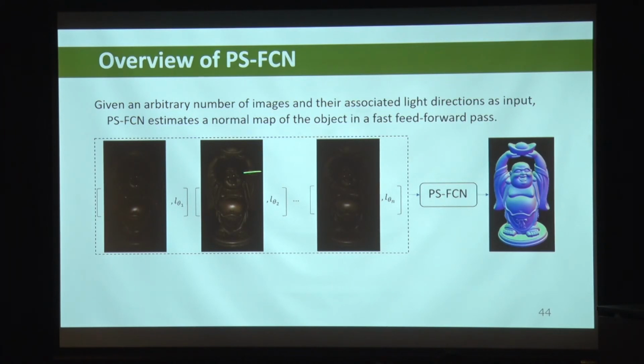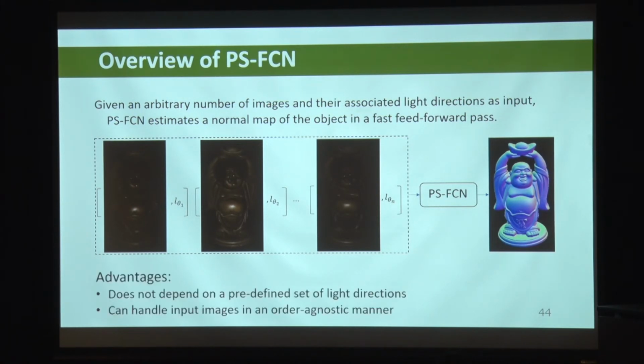And this is the network. You give the lighting condition, because this time you can change the lighting condition as it is part of the input along with the image. Finally, the output is still the surface normal. The advantage of this work is that it does not depend on a predefined set of lighting conditions, and it can handle the input images in an order-agnostic manner. As I mentioned before, this is a set of images, an image sequence, but they have no order because lighting information is attached to each image. You can just swap their order.